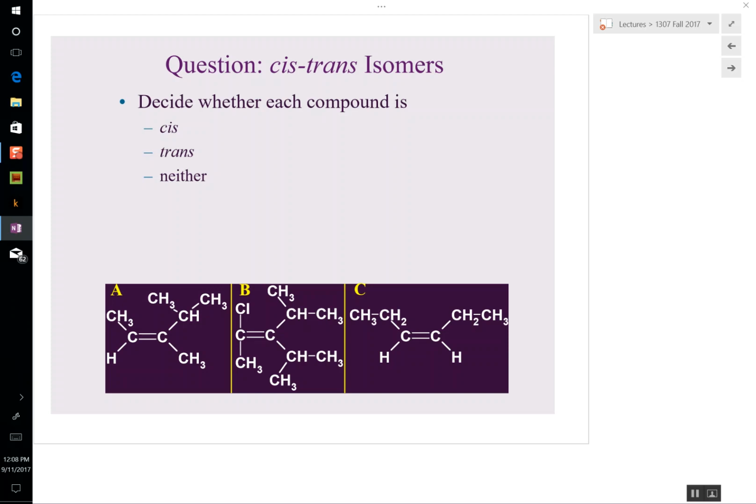Neither? Why? Does that have 2 different things on it? Yes. Does that have 2 different things on it? No. That's big and bulky and all, but that's exactly the same thing as that. So this is neither cis nor trans. You would just find your longest chain, wherever it is, and start naming the thing.